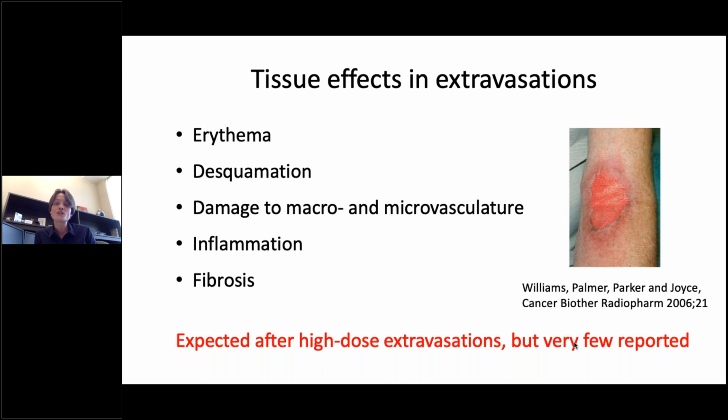So what kind of tissue effects can we expect from extravasations? We know this from the few reports that are out there on high dose extravasations. Here you see another example, but most of these effects we actually know from external radiation exposure, such as in cancer patients who receive radiation therapy. So what we maybe expect is a reddening of the skin, peeling of the skin, damage to the vasculature and inflammation, or also excessive scarring.